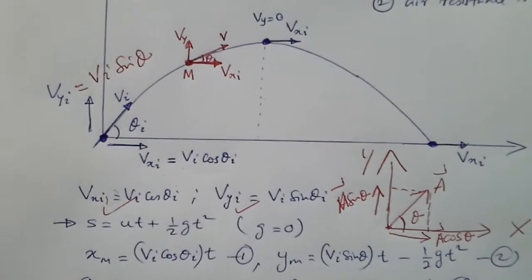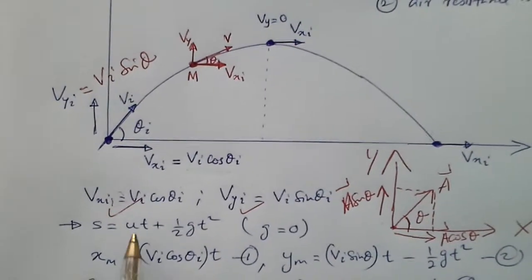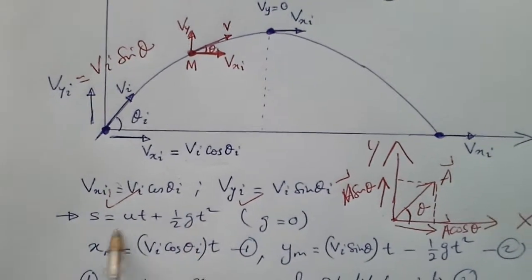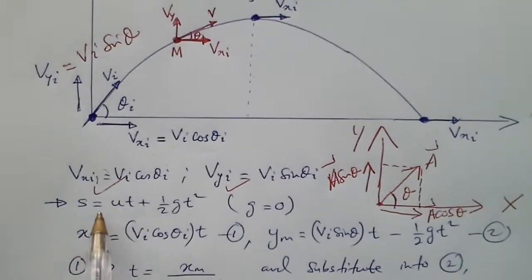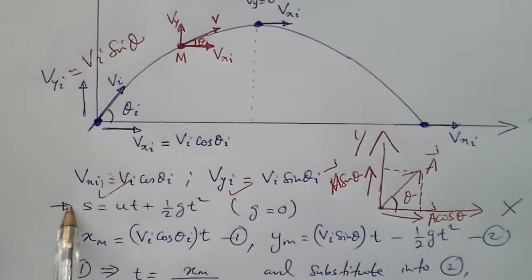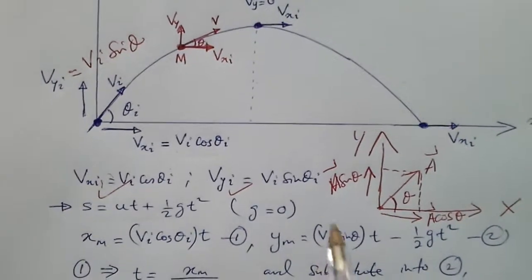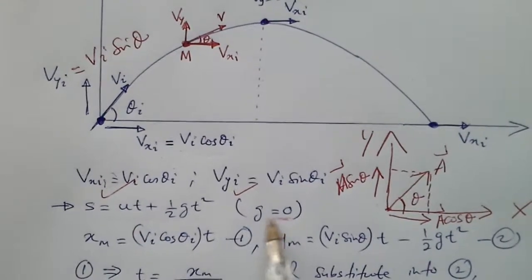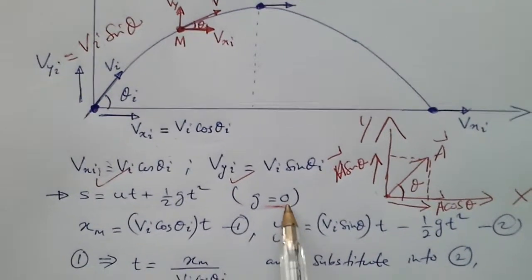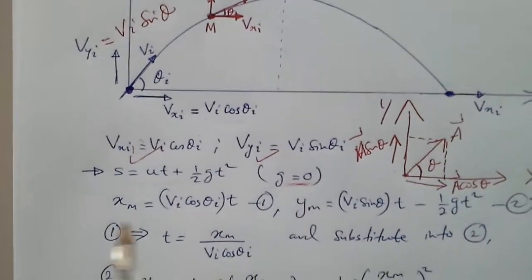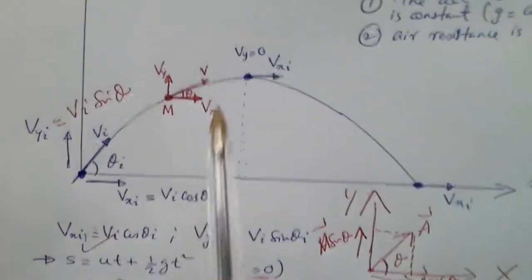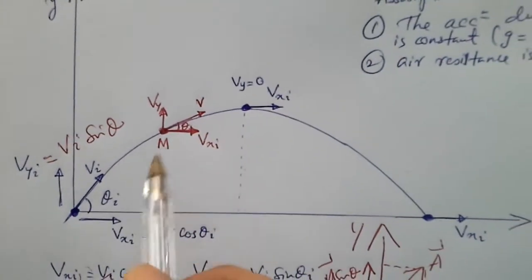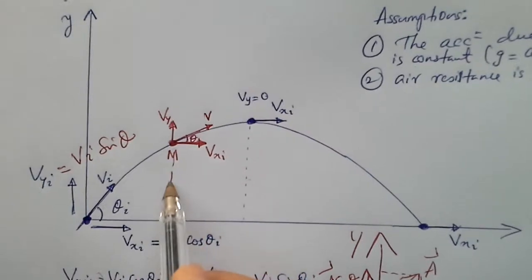Now I am going to use s equals ut plus half gt squared. We already studied this. If you apply this equation horizontally, there is no gravity in the horizontal direction, so I can say g is actually 0 in the horizontal direction. Let's say I take an arbitrary location. You throw the ball here, and the ball reaches a point somewhere here.